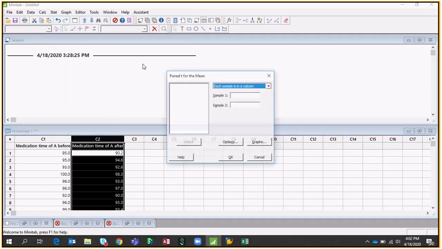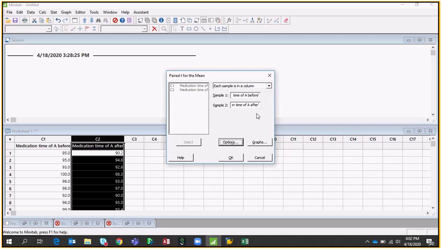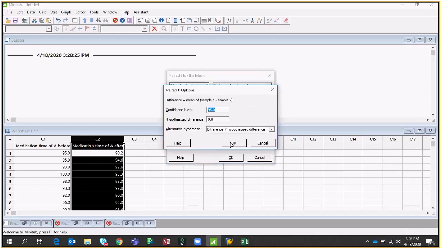Click OK. Now again you will have two options. One is each sample is in a column, yes. Then the medication time of A, medication time of A after. Again, let me repeat, what I want to check is whether the medication time of A after is less than the medication time of A before, right? So that is why I have to select this kind of option.